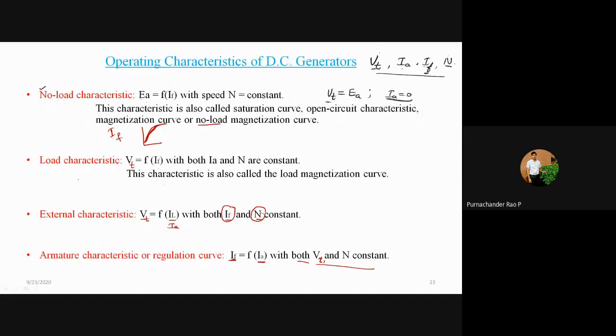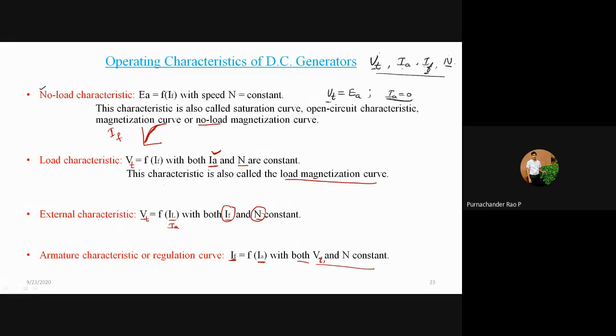And the next characteristic we have to discuss is the load characteristics, which is drawn between the terminal voltage versus the field current, keeping IA and speed both constant. So load means there is some external load connected. As the load is varied, your IA will vary. But we need to keep this IA constant. We'll see how to make it. And this is called a load magnetization curve.